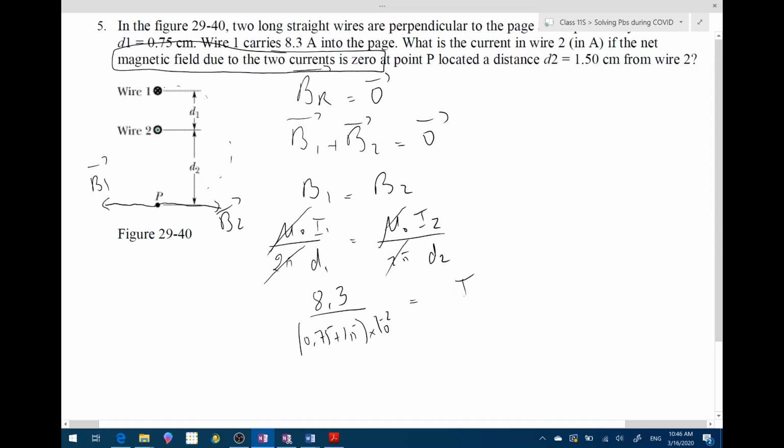Over I2, which is required. This is what we're after, over D2, which is 1.5 centimeters. And we could have left them in centimeters. And you end up having I2 so many amperes. Okay?